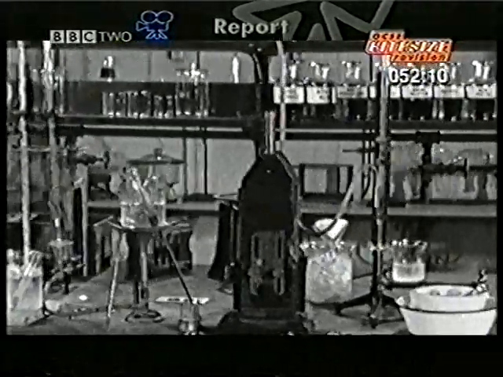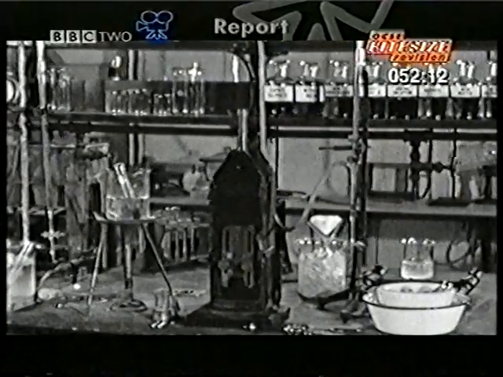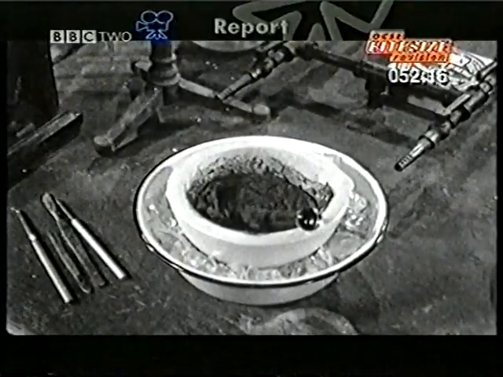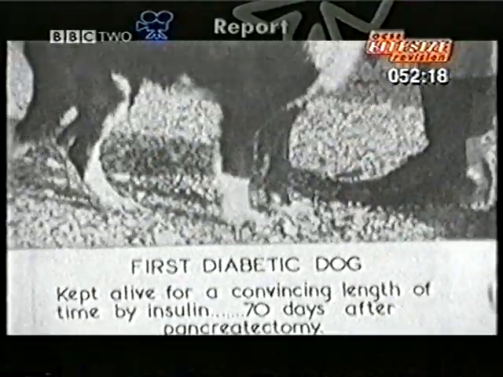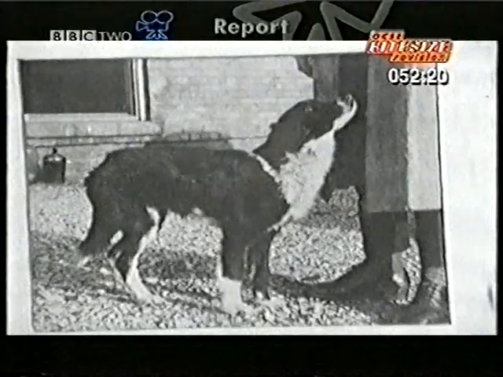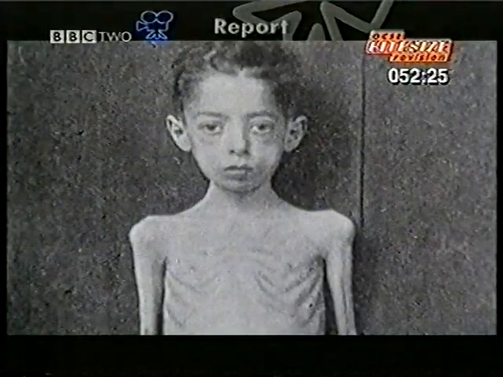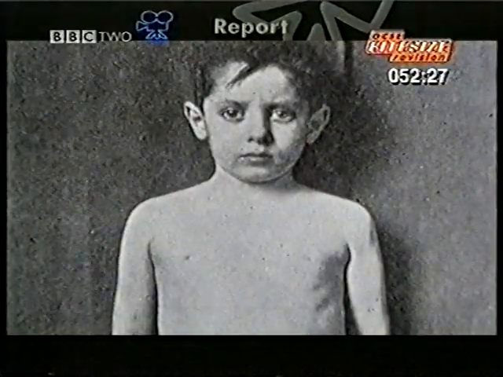They then found that by taking extracts of this pancreas and mixing it up in a laboratory situation and then giving it back to the animals, they corrected the problem of diabetes and they would be back to their normal selves. When insulin was injected into human diabetics, the results were dramatic.